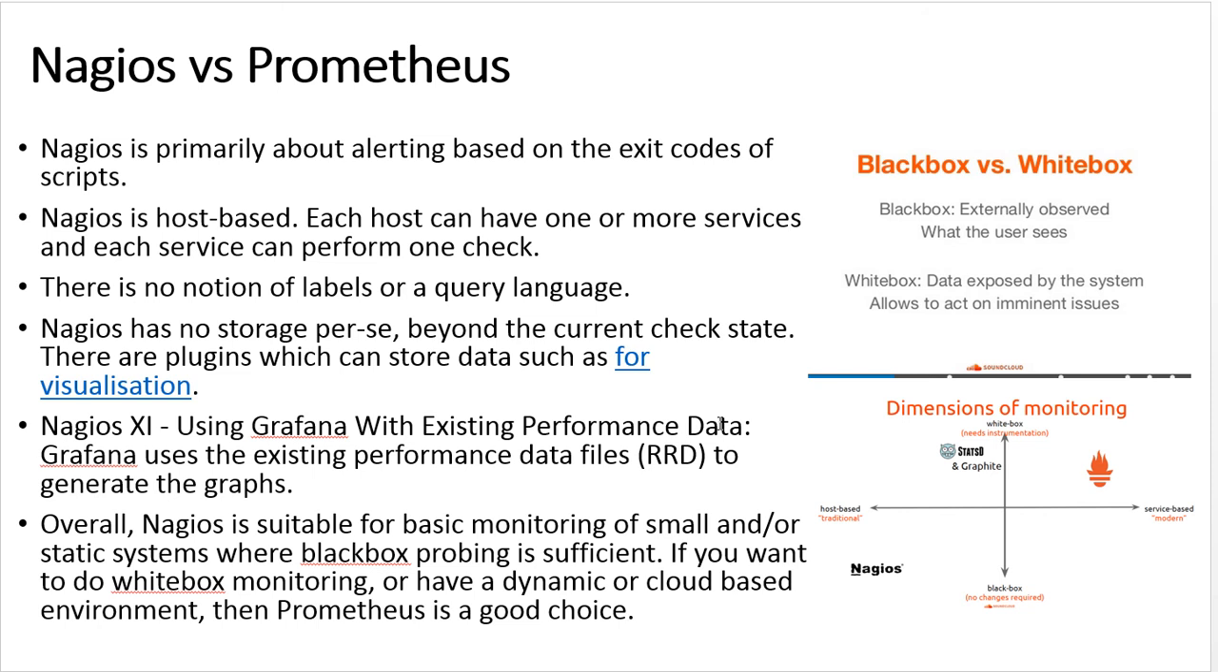So what is black box and white box? Black box is what is observed externally, what the user sees. White box is data exposed by the system, which allows you to act on immediate issues. Whatever is going to happen in the future can also be monitored by white box. So if you want white box as well as black box, then as per the existing traditional approach, you need Nagios and Graphite, in a traditional host-based setup.